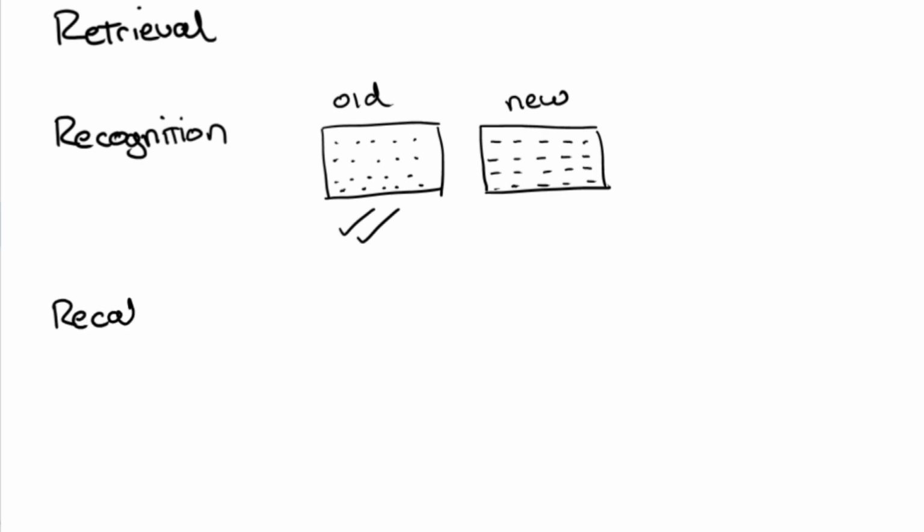Lastly is recall, which involves consciously searching memory for pieces of information. A good example of this would be essay questions in exams, where information can be recalled according to the order it was studied or any order it was studied.